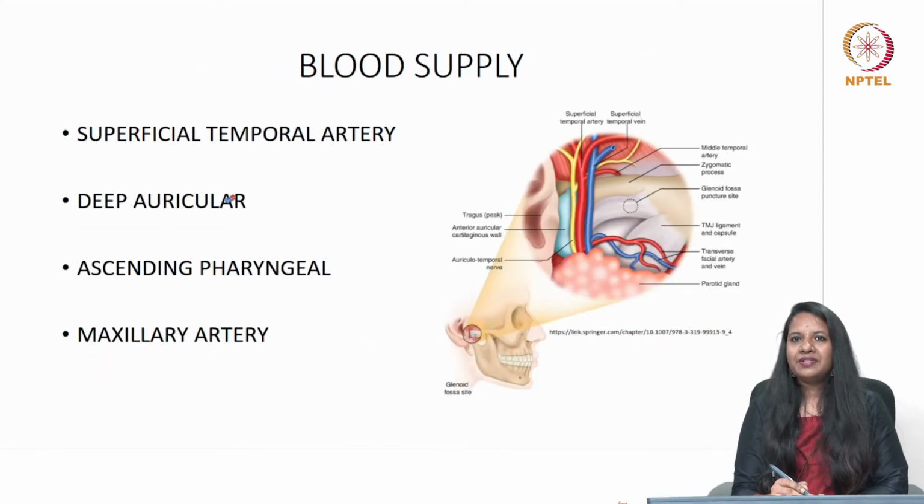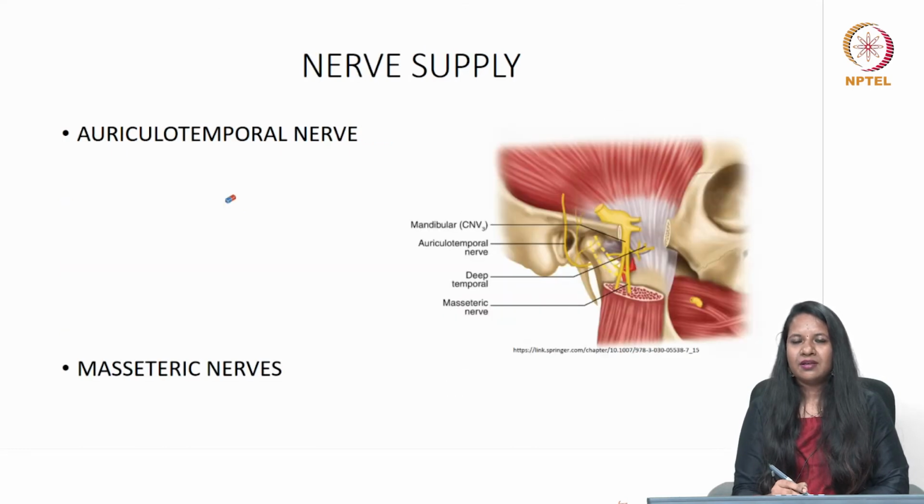The blood supply of TMJ is superficial and the avascular areas of the articular disc are provided nutrition by the synovial fluid. The blood supply is mainly by the superficial temporal artery and the other branches are the deep auricular, ascending pharyngeal and maxillary artery, which are the branches of the external carotid artery. The nerve supply is mainly by the auriculotemporal and the masseteric nerve, which are the branches of the mandibular nerve.